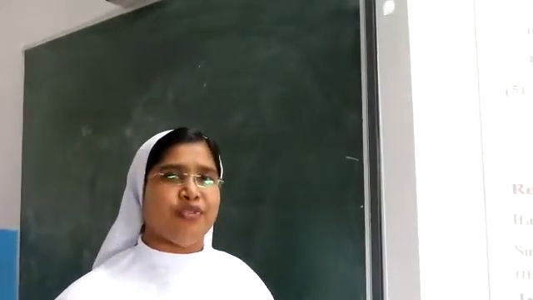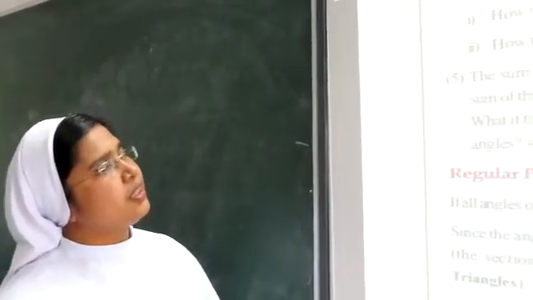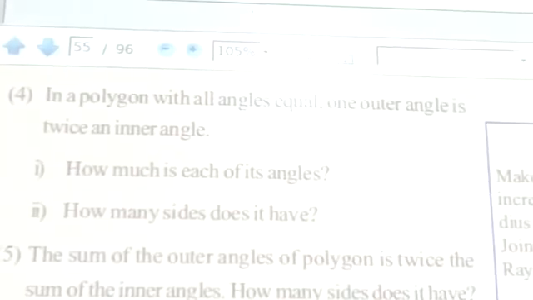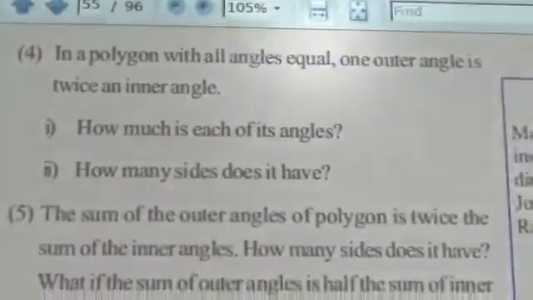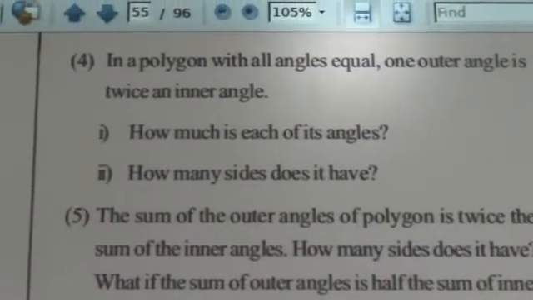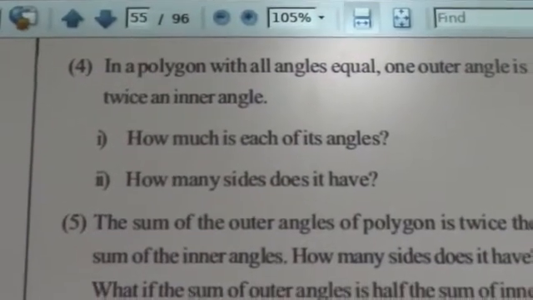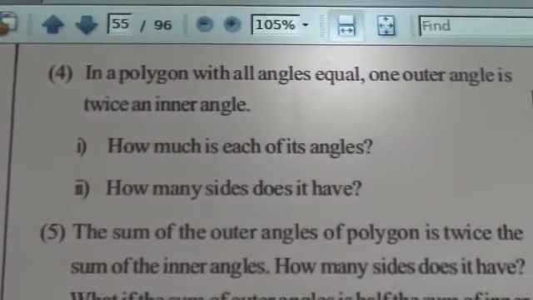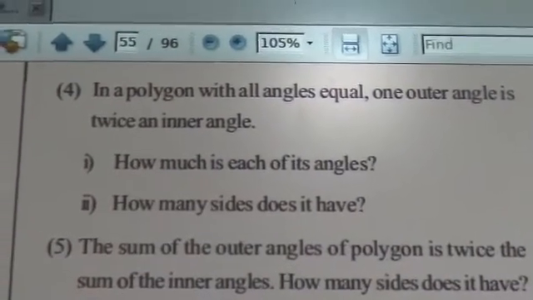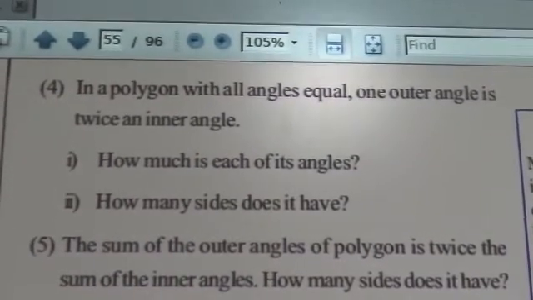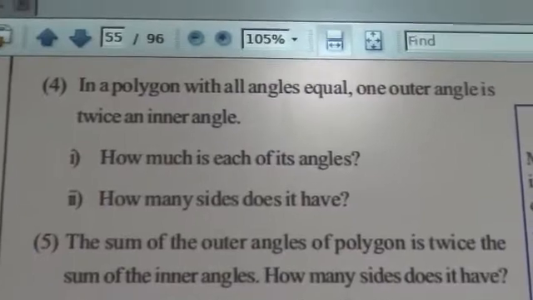Students, we are going to see the fourth question from the textbook, page number 55. In a polygon with all angles equal, one outer angle is twice an inner angle. What are the things given to us? In a polygon with all angles equal, if you know one angle, we know the rest of the angles also, because all angles are equal. One outer angle is twice an inner angle.